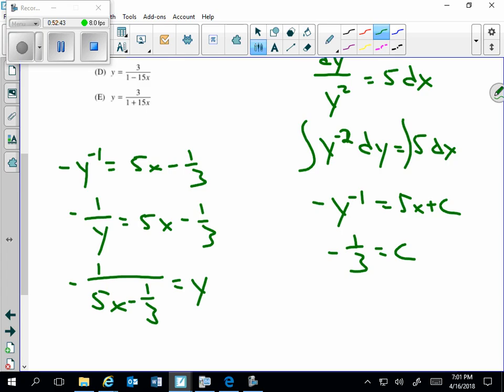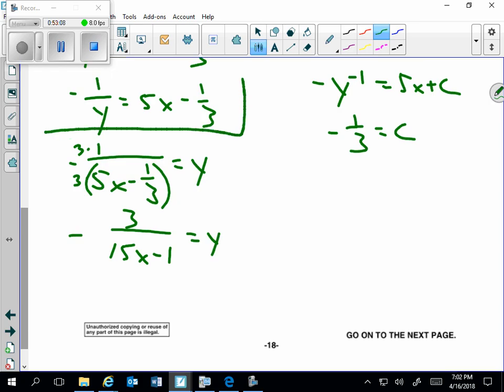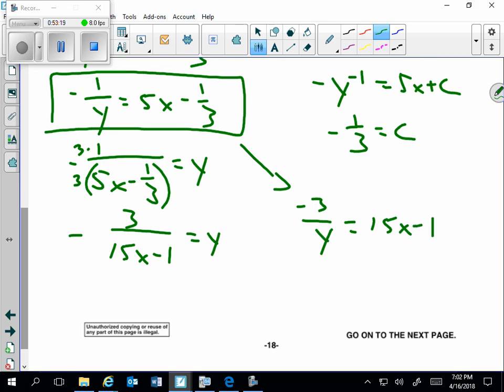So, my next step, I need to multiply top and bottom by 3 to clear my fraction. Right? So I get negative 3 on top. I get 15x minus 1 on the bottom, multiplying the top and the bottom by 3. And when I multiply the bottom by 3, I multiply everything by 3. And that gives me y. I could have done that right here also. Multiply both sides by 3. And when I multiplied the fraction, I would have got a negative 3 over y. When I multiply the right-hand side, I would have had a negative 15x minus 1. And then I would have switched places and got the exact same answer.